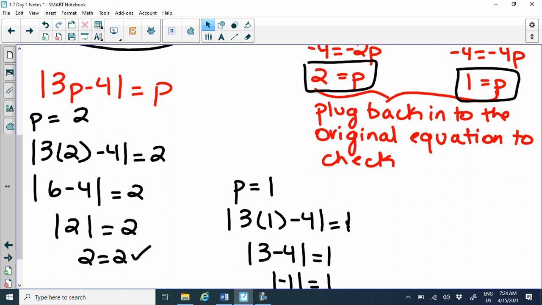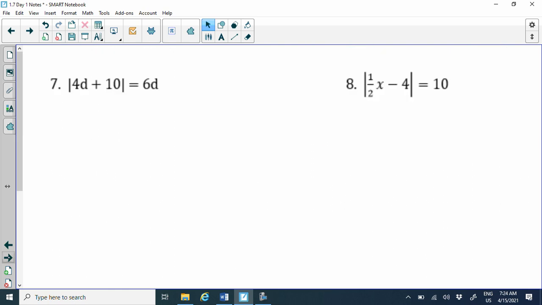Okay, let's go and do the next one. Okay, number 7, I would like you guys to go and pause the video and try this one on your own. Okay, let's see what you got. So once again, we have a variable here. So since we have a variable on both sides, we have to check for extraneous solutions.